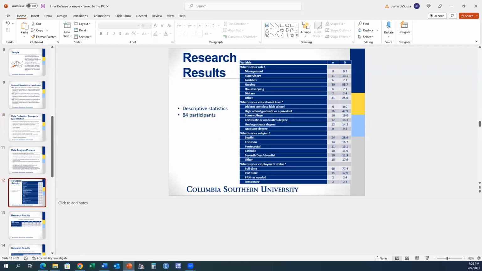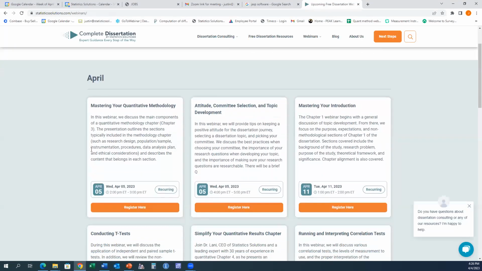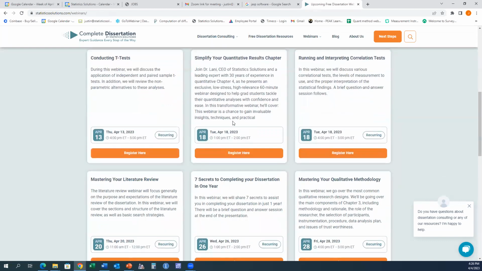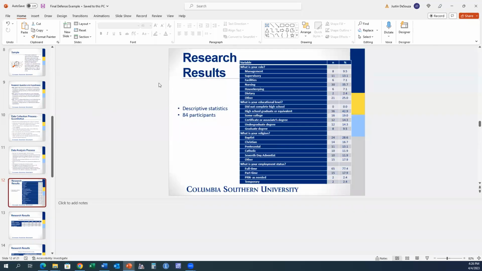In triangulation, that's not my realm either. I don't do qualitative studies, but come join us for the qualitative ones we do. Let me see if we have one on the horizon here. Right here, on the 28th, Mastering Your Qualitative Methodology. That would be a good time to ask that question about triangulation. But yeah, in regards to your first question, I would just do separate slides for quant and qual all the way through.